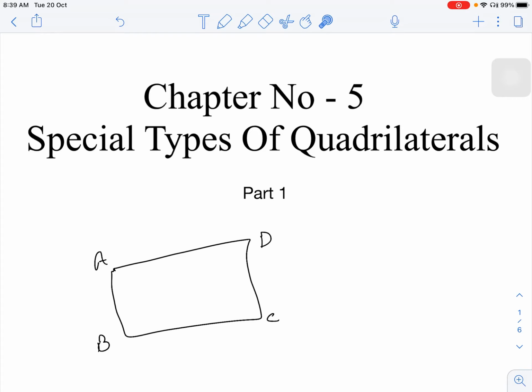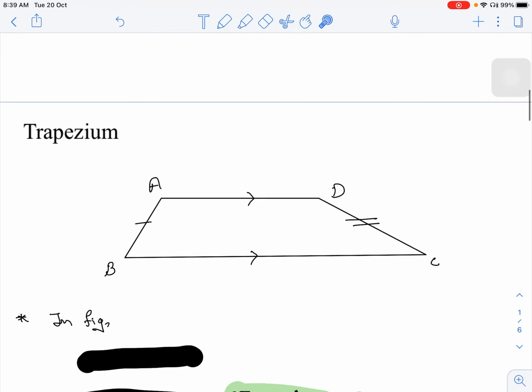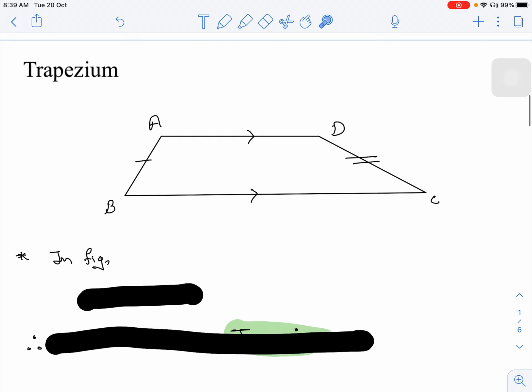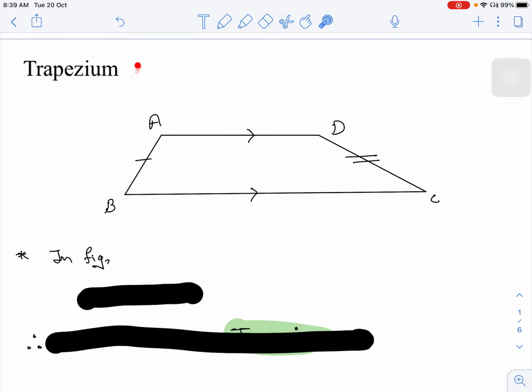Okay. Now let us learn what are the special types of quadrilaterals. So we are going to learn about trapezium. Now, when will a quadrilateral become a trapezium? Okay. So here we can see that this ABCD is a quadrilateral. Now, in this quadrilateral, it can be seen that one side, that is AD, is parallel to BC. Okay, so if in a quadrilateral only one pair of opposite sides are parallel to each other, then such a quadrilateral is known as trapezium.